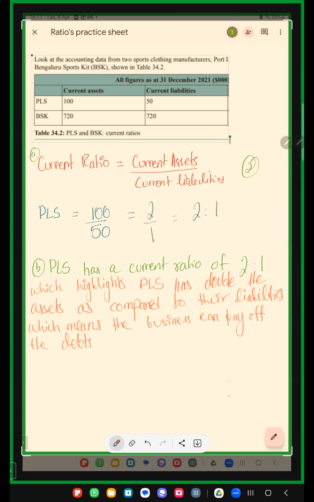So there, PLS has a current ratio of 2:1, which highlights PLS has double the assets as compared to their liabilities, which means the business can pay off the debts easily. This is your complete answer. Got it? Give me one second so I can write it down. Sure. Then you're going to do BSK yourself.